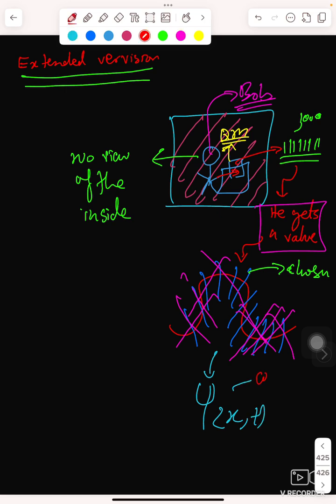Collapse. Okay, now he got a value. His wave function collapsed, and he has a result now from many. He has a definite outcome now, not possible, a definite outcome of all the possible outcomes there could have been.